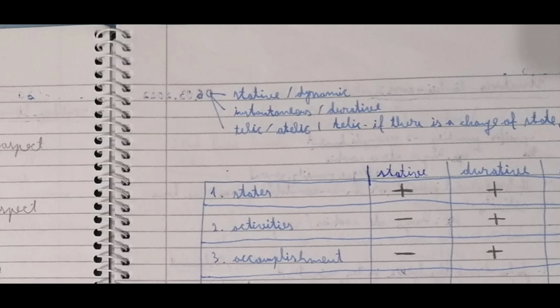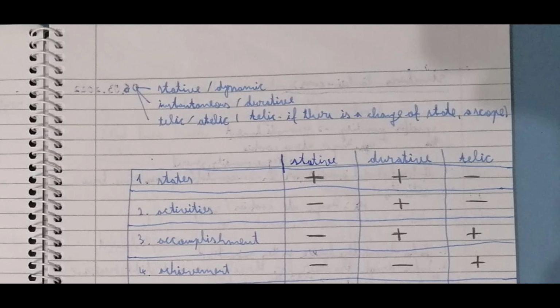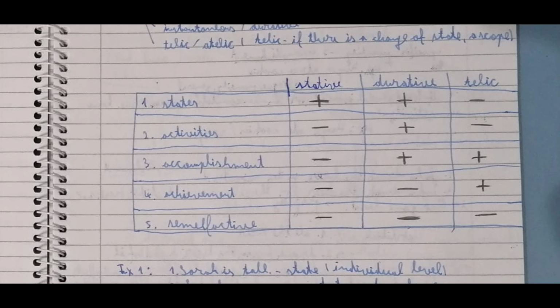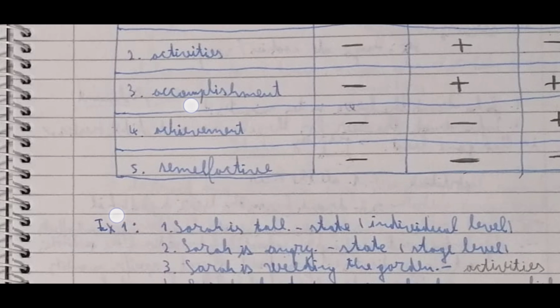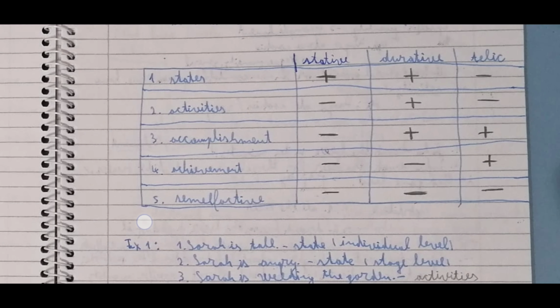Okay. Next we have stative, dynamic, instantaneous or durative, telic or atelic. Telic if there is a change of state, a scope. So we have state with stative plus, durative plus, but with telic minus. Activities with stative minus, with durative plus, with telic minus. Accomplishment, stative minus, durative plus, telic plus. Achievement, stative minus, durative minus, and telic plus. And semelfactive, we have stative minus, durative minus, and telic minus.